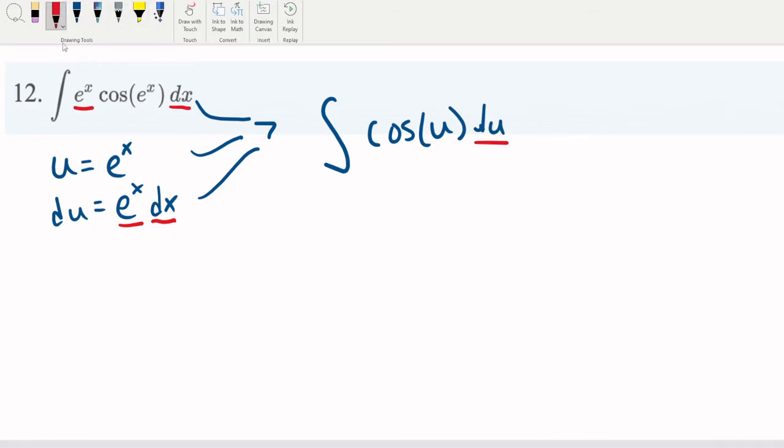And there it is. All right. What's the antiderivative of cosine? Sine. Now again, I don't want u's anymore, right? Give me x's. I can do that. Boom.